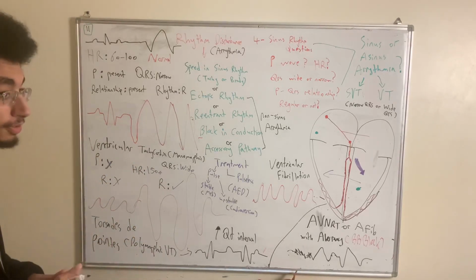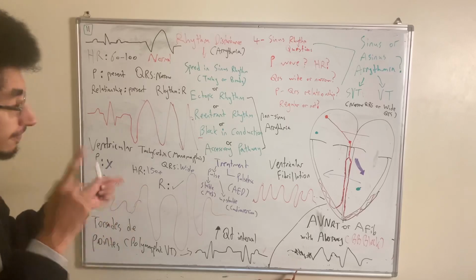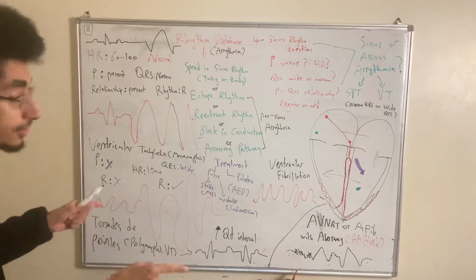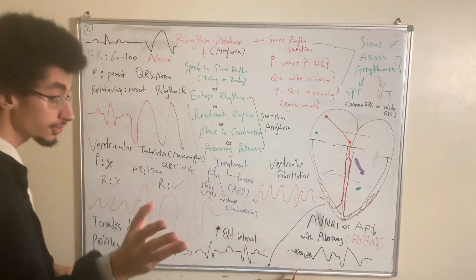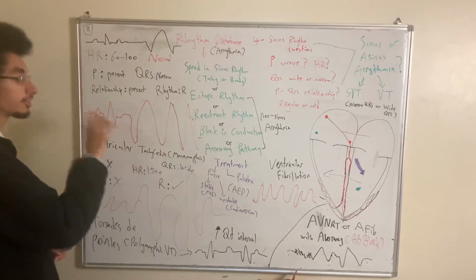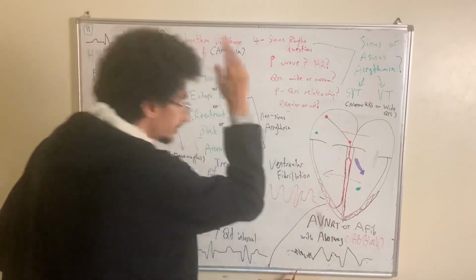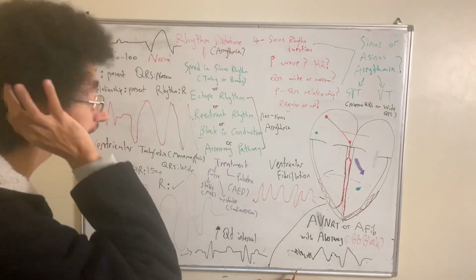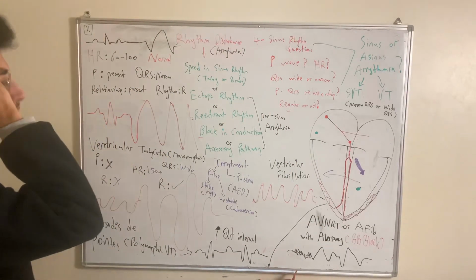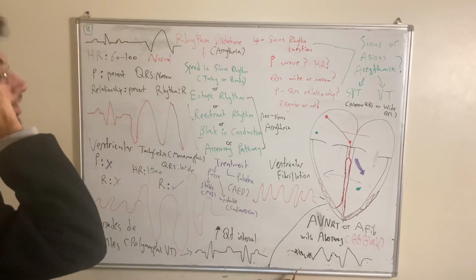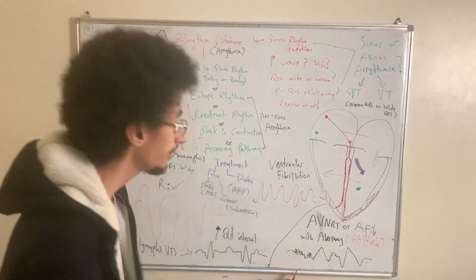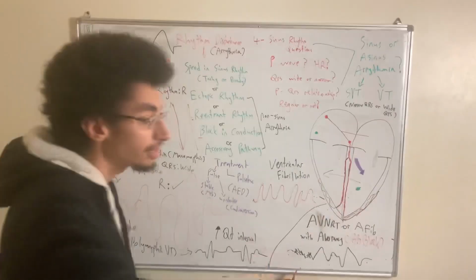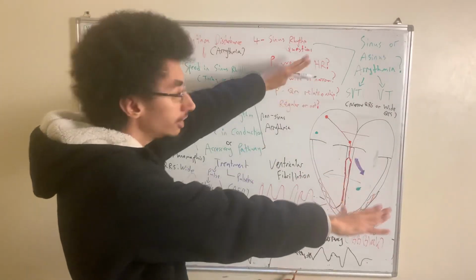If you want to differentiate between the two further, you'll find another difference, which is something known as AV dissociation. You'll find this in ventricular tachycardia, but you will not find this in AVNRT. And what does AV dissociation mean? We'll know in the upcoming video. It means the atria depolarize on their own, and the ventricles depolarize on their own. They both work independently.